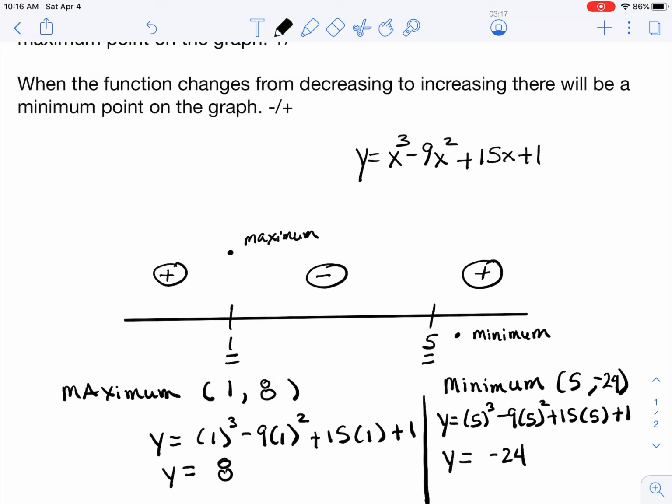So now we are getting really close, because we know when the function is increasing and decreasing, and now we know exactly where the maximum and minimum points are going to be.